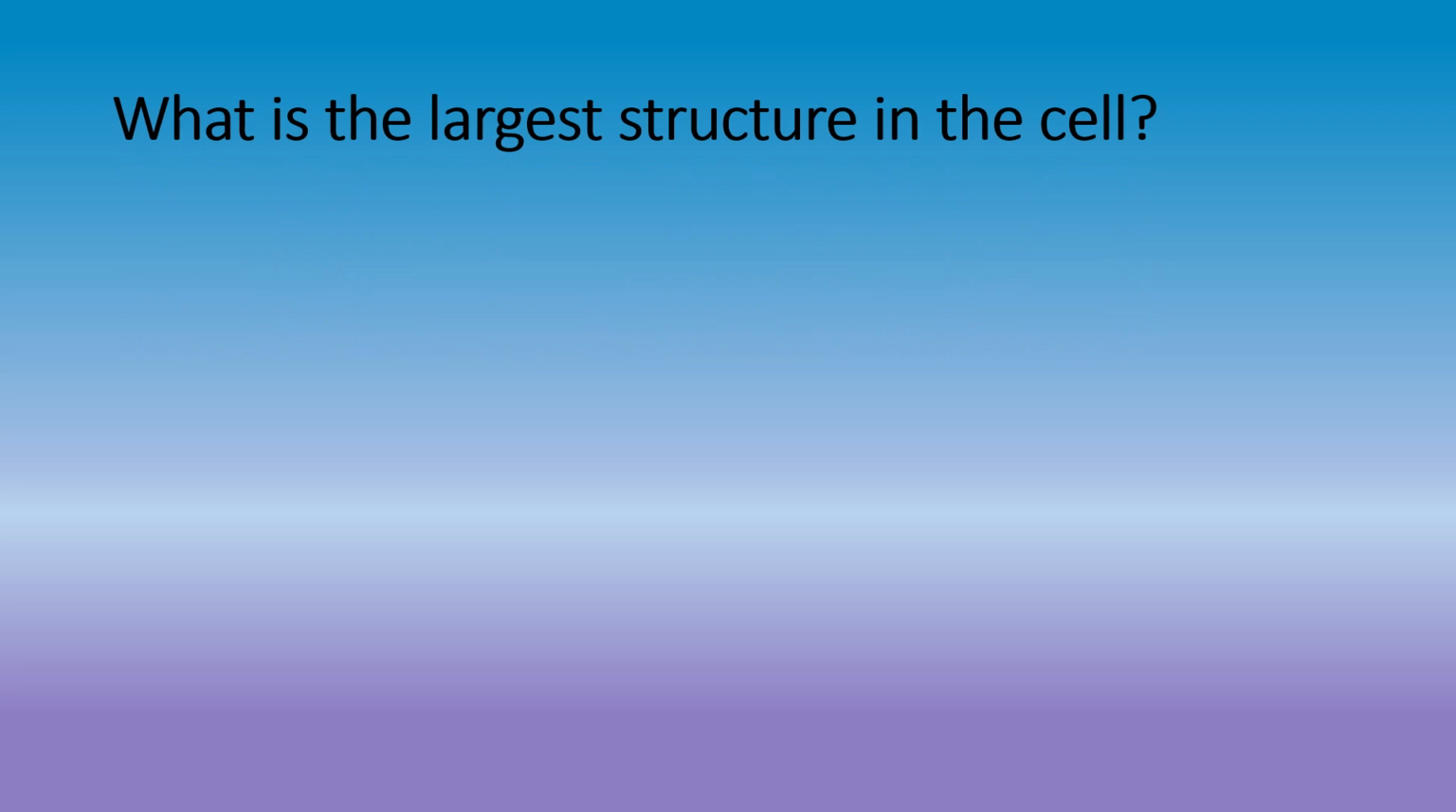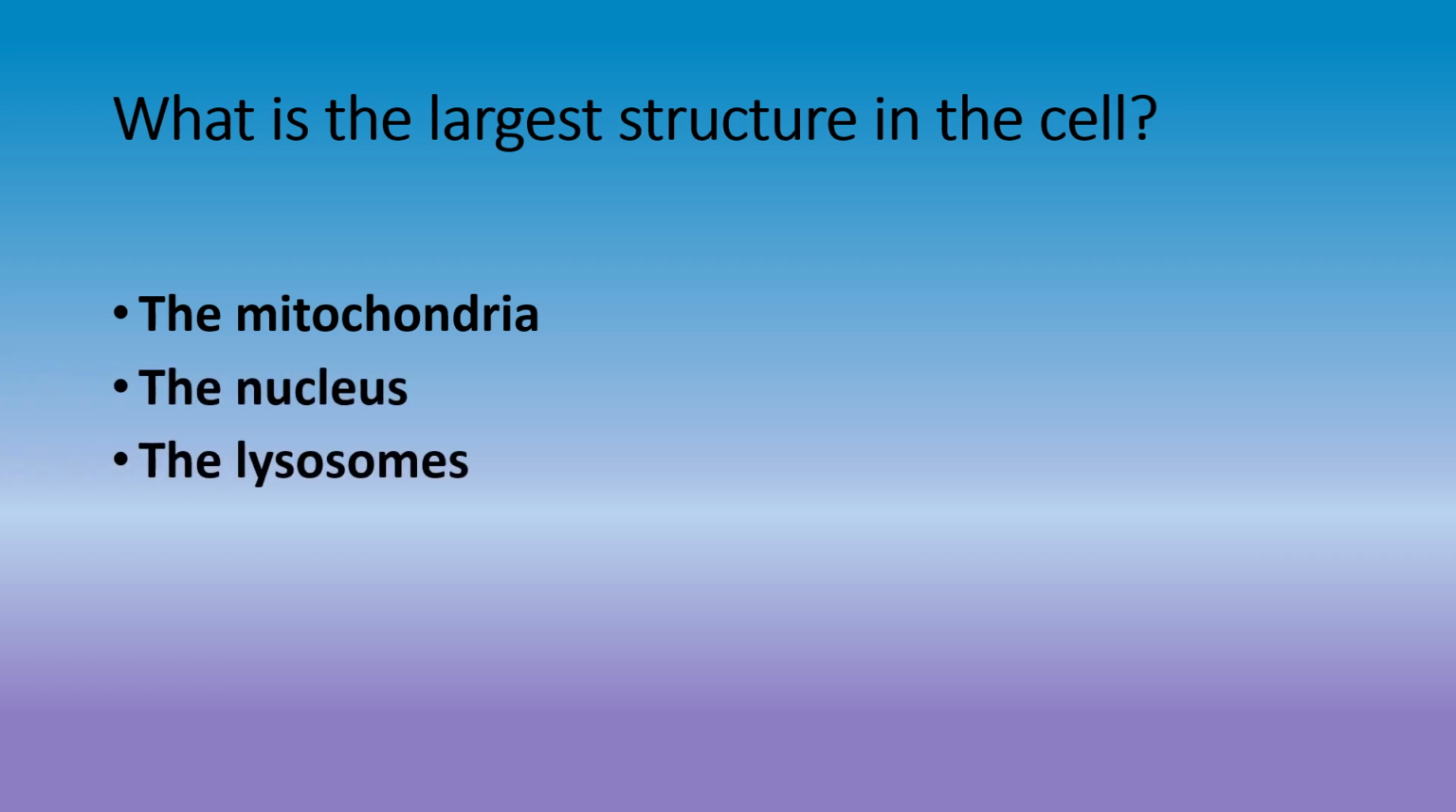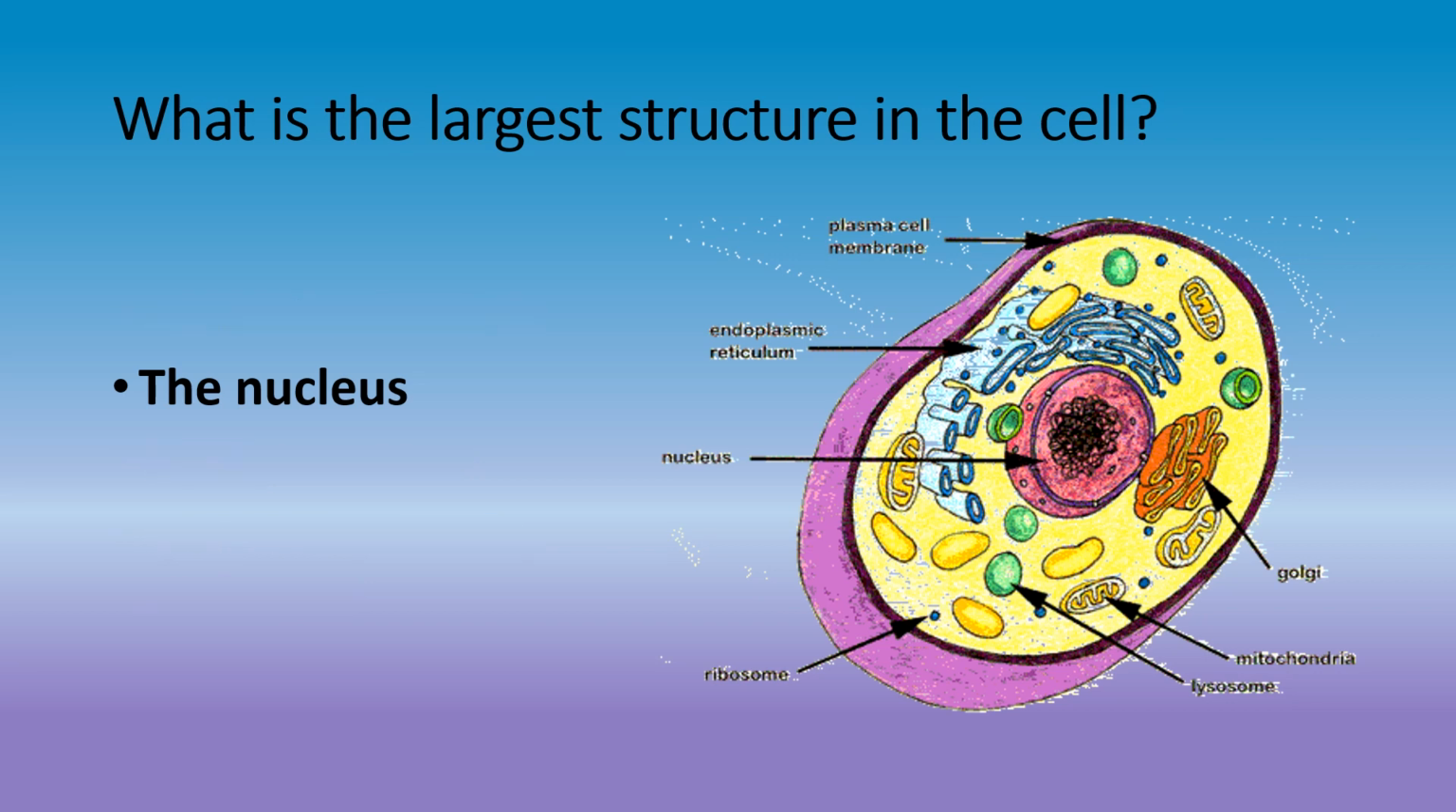Next question. What is the largest structure in the cell? Is it the mitochondria, the nucleus, the lysosomes, or the endoplasmic reticulum? The answer is the nucleus. So the nucleus is the largest structure in the cell. It is the membrane-enclosed organelle within a cell that contains the chromosomes. It is the cell's control center. DNA replication, transcription, and RNA processing take place within the nucleus.